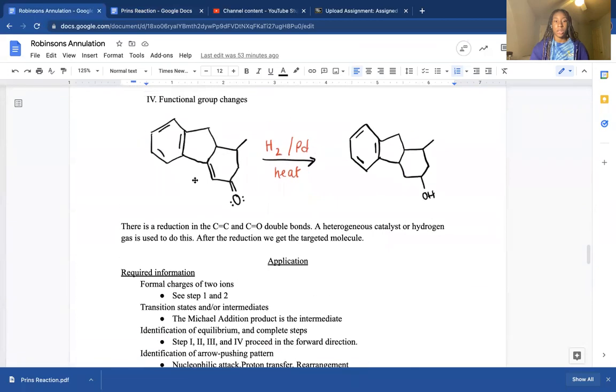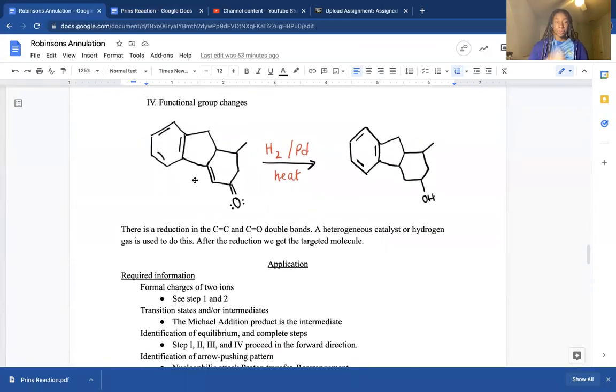The functional group changes. So there's a reduction in the carbon-carbon double bond and the carbon-oxygen double bonds, and a heterogeneous catalyst and hydrogen gas would be used to do this. After the reduction, we would then finally get the targeted molecule once heat is added.